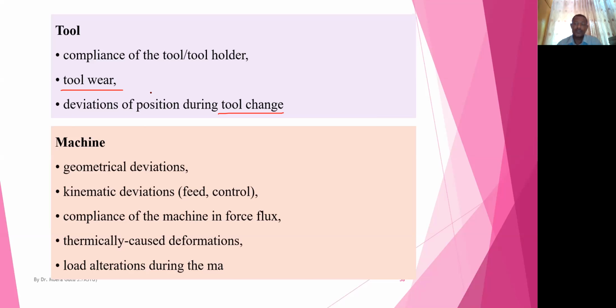Machine. When you see the machine, the geometrical deviations of the machine: is it a rigid machine or what type of machine is it? Kinematic deviations, the kinematic deviations which arise when you are giving feed to the cutting tool, when controlling the system, the feed compliances of the machine in force flux, thermally caused deformations. And if the machine does not resist thermal loading, the load alteration during machining also matters.